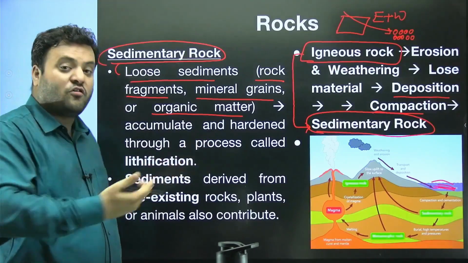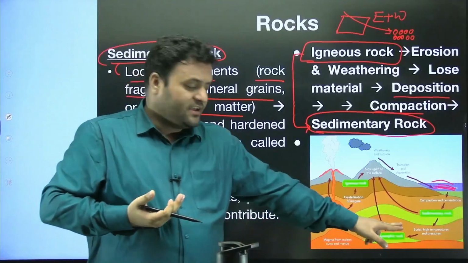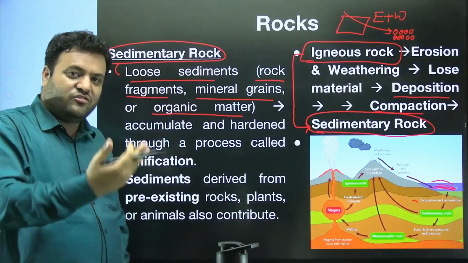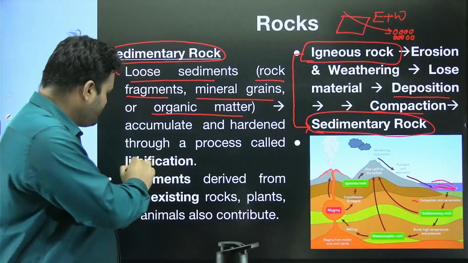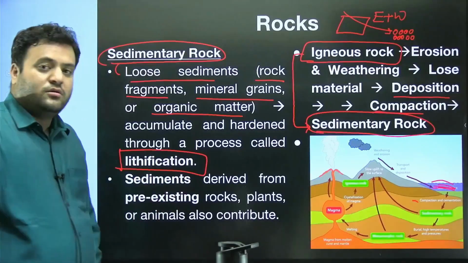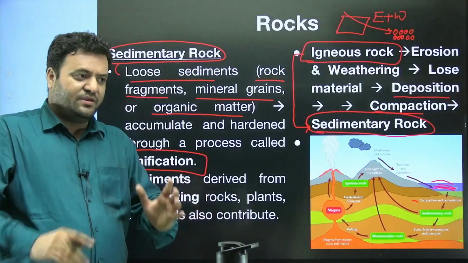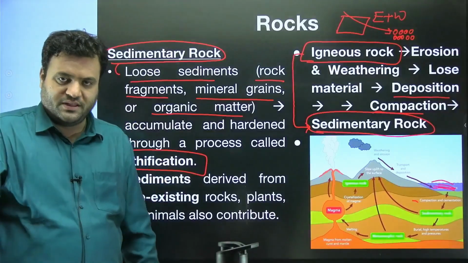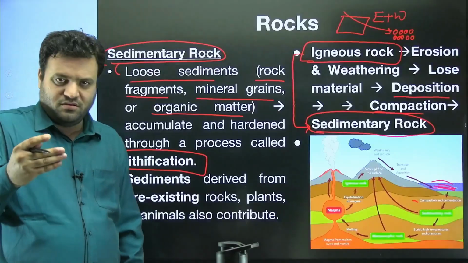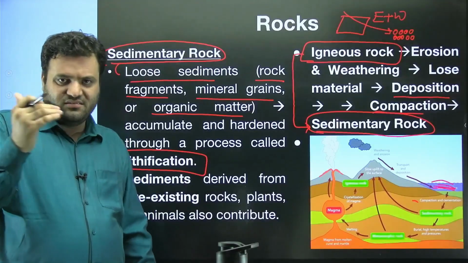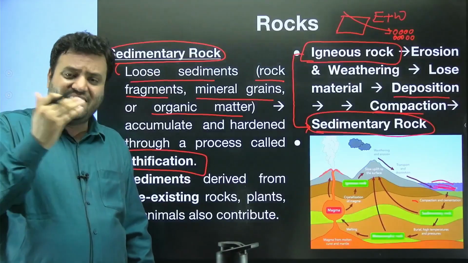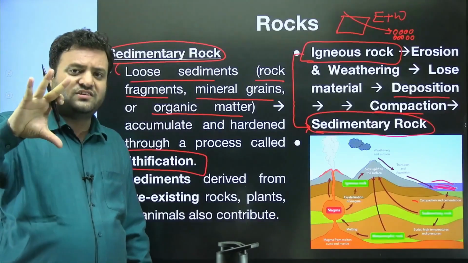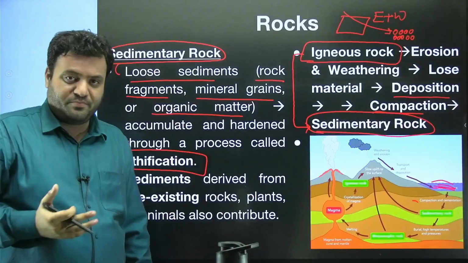Ultimately, this process of compaction and cementation, you can see in this particular image. When we have this compaction and cementation, which we refer to as lithification, as a result of lithification there will be a mature stage of rock formation. And in this sedimentary rock, we see a layered structure, and this layered structure tells us that compaction has taken place over different courses of time.